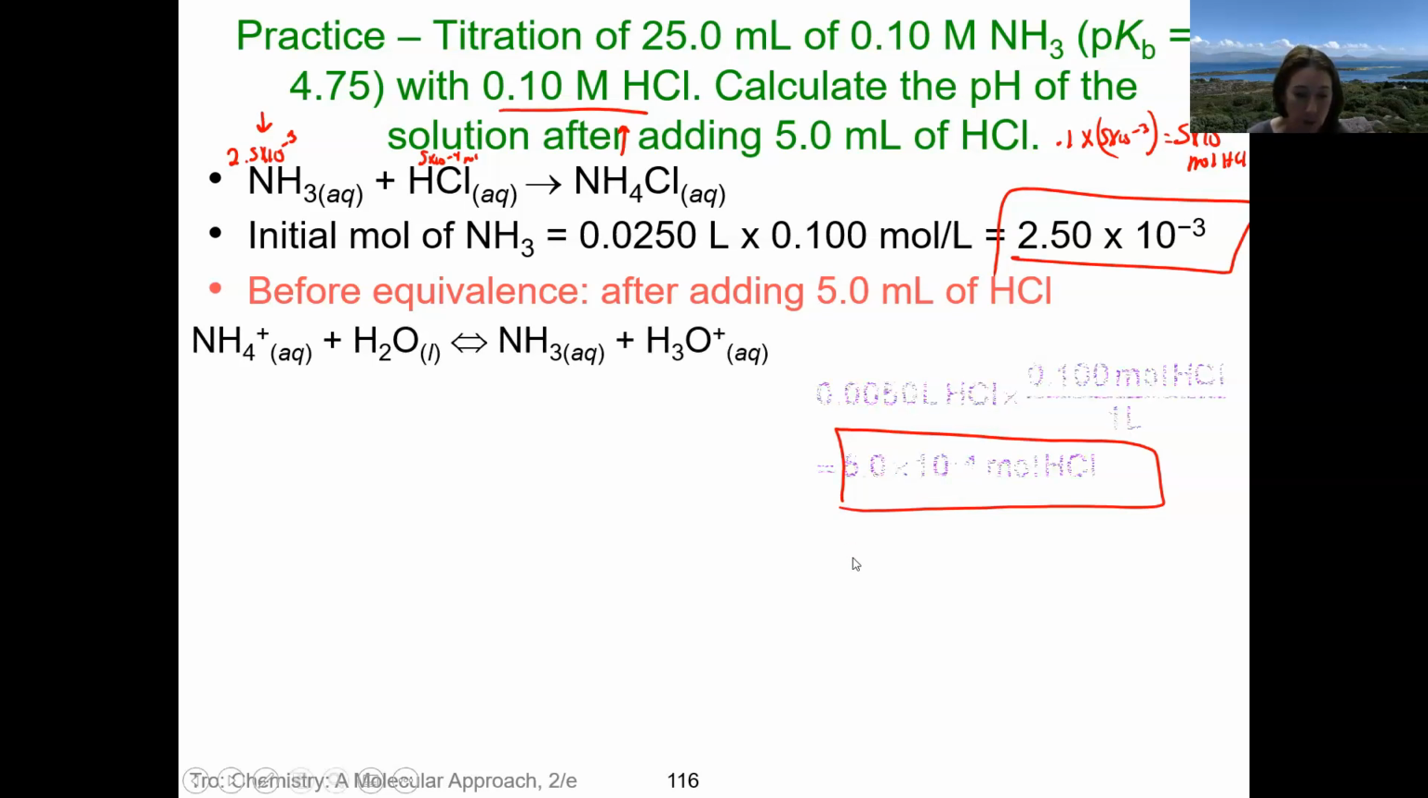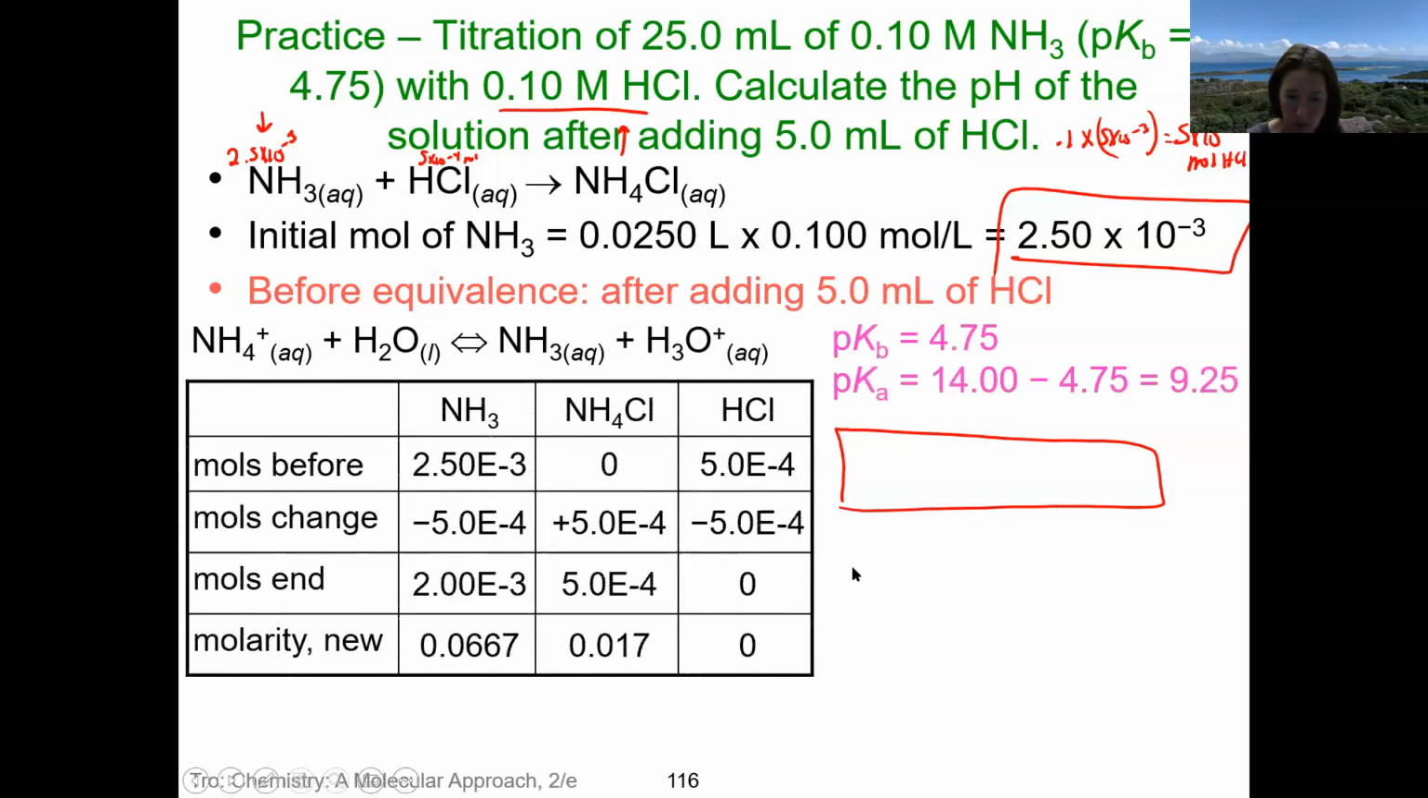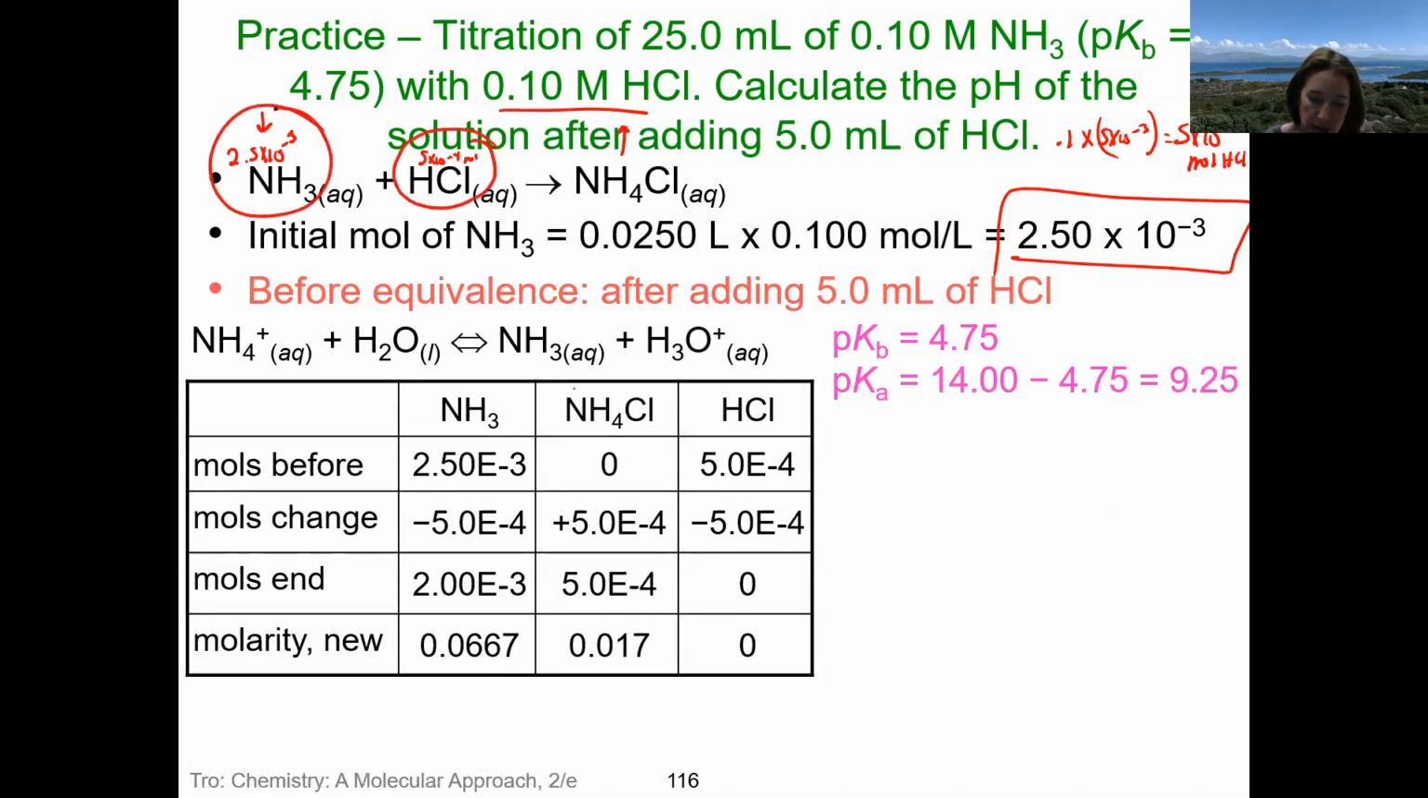So now we need to do our mole table. All of our acid is going to react with our base. So our acid is going to go down by that much, our base will go down that much, and our conjugate will increase by that amount, right? And so here's our ending moles. So notice this. This is a buffer. Yay, but it's a basic buffer, different than an acidic buffer, right?